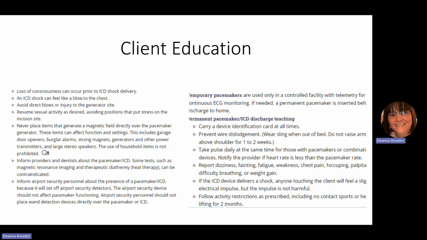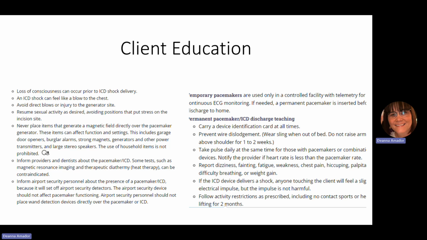Another thing that it's important to teach is that they need to inform airport security personnel that they have a pacemaker or an ICD, because they need to know this. A lot of times, if you walk through security at the airport, they sometimes use that wand, and they just run that over the person. We need to make sure and let them know that the airport security personnel should not place the wand detection devices directly over the pacemaker or the ICD. So those are some important things, and then just dispelling those myths.